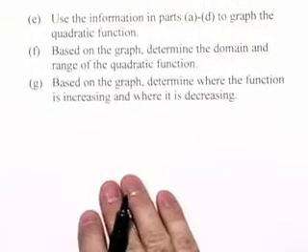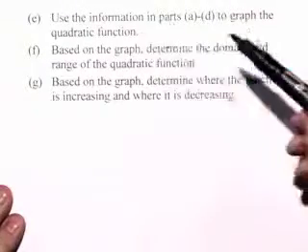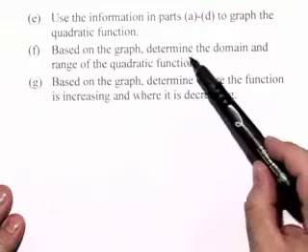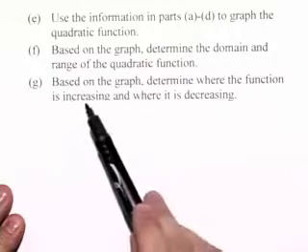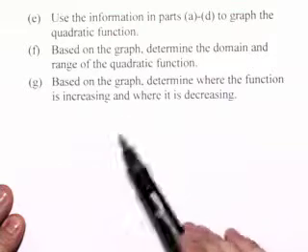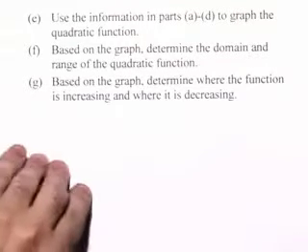Next, we want to use the information that we found in parts A through D to graph our quadratic function. And once we have our graph, we're going to use it to determine the domain and range of the function for part F, and in part G, determine where the function is increasing and where it is decreasing. So we're going to go ahead and graph our function.